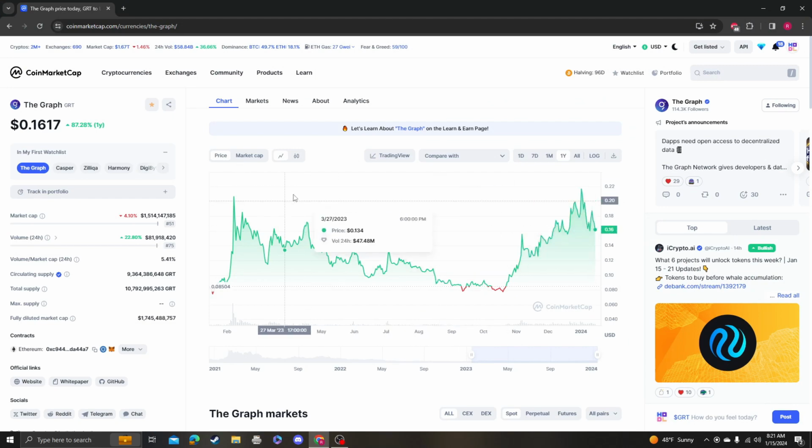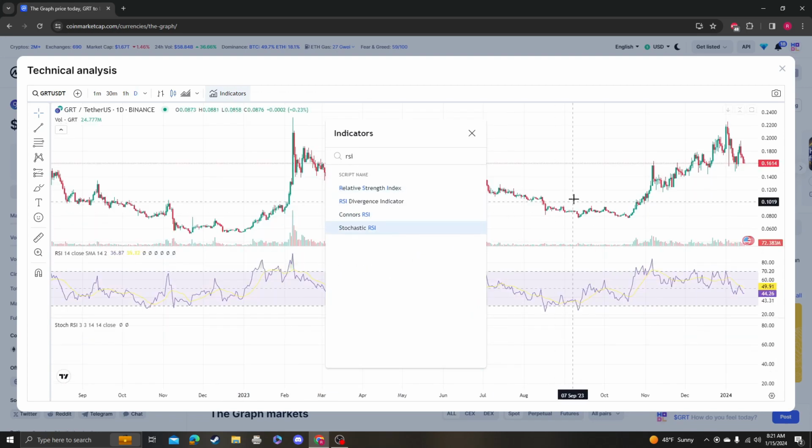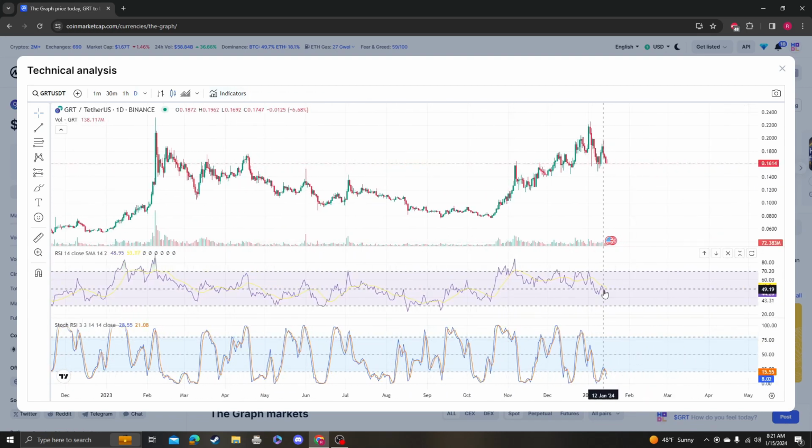First things first, let's look at the RSI, the stochastic RSI. So bearish, neutral, price is still relatively above the previous area, so keep that in mind. We are bullish. So let's see.